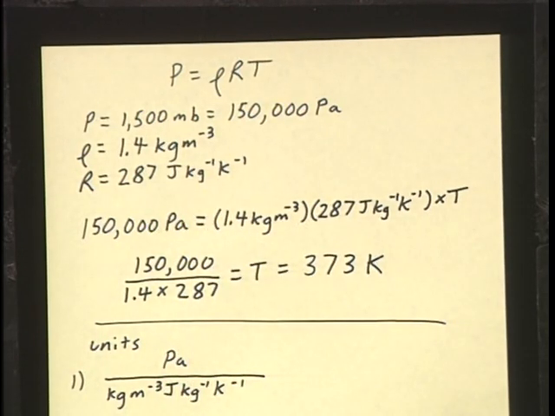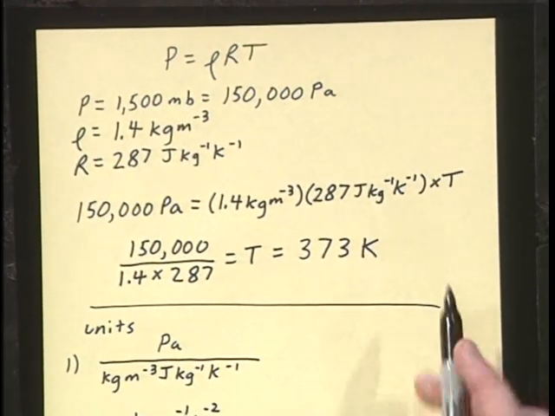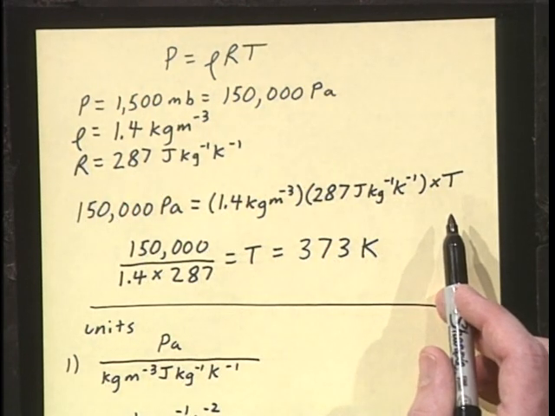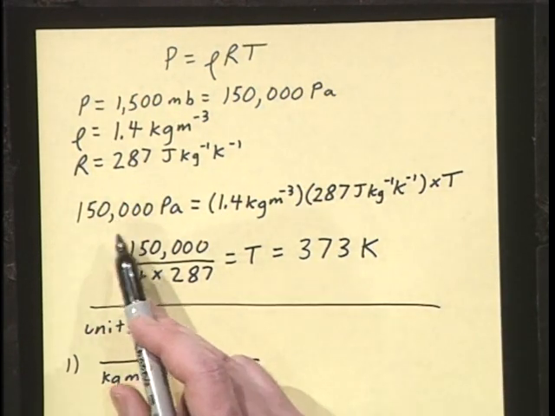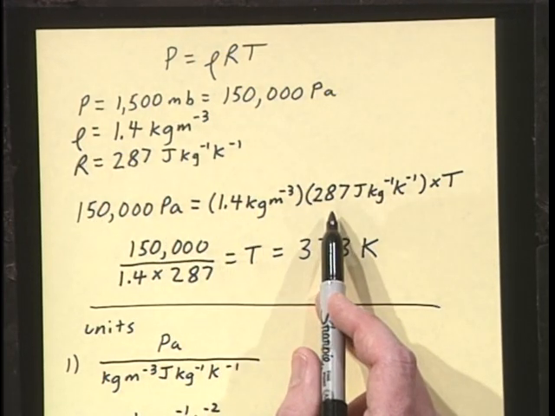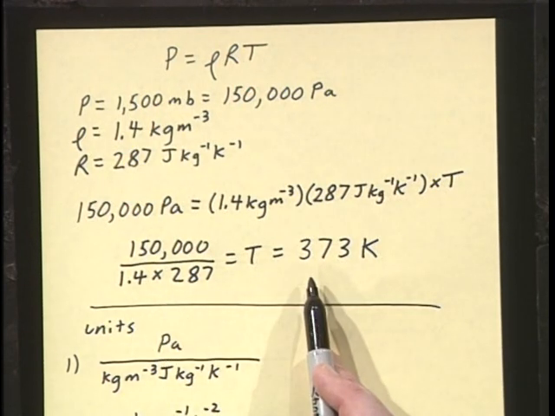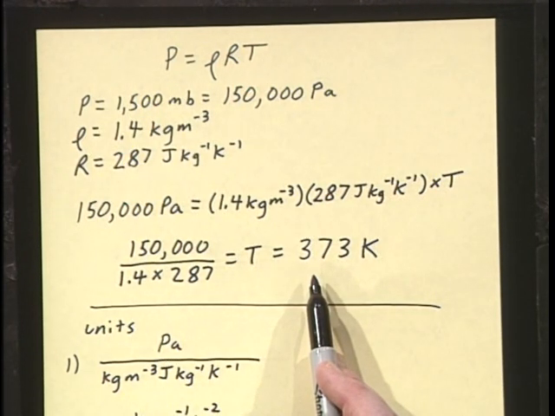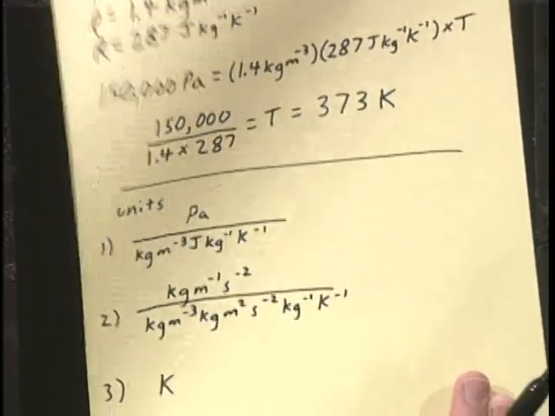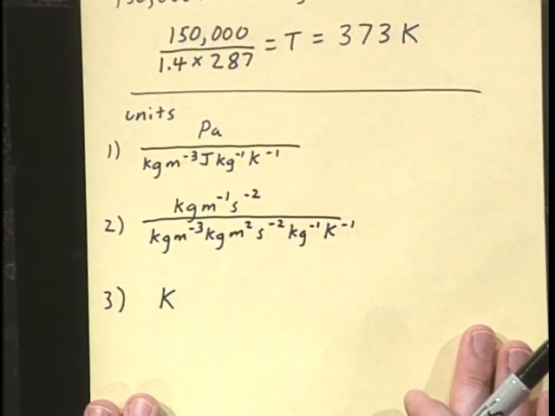So we have all our unknowns in the equation, and we just need to find what this temperature value is. So we take 150,000 pascals and divide by 1.4 and divide by 287. And that will give us a value of 373 Kelvin. And then below here, I have written out how these units work out.